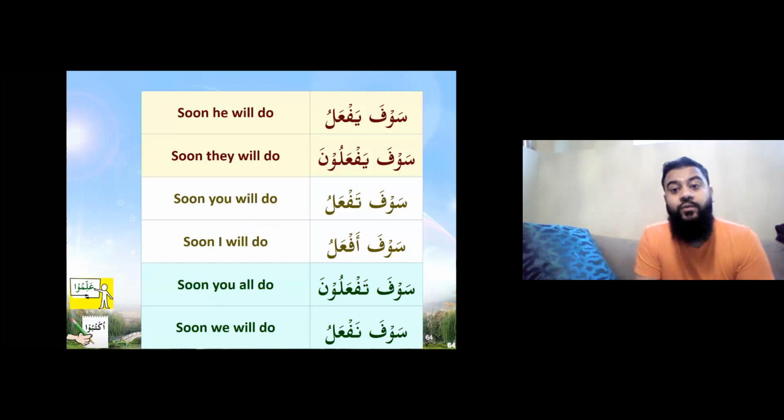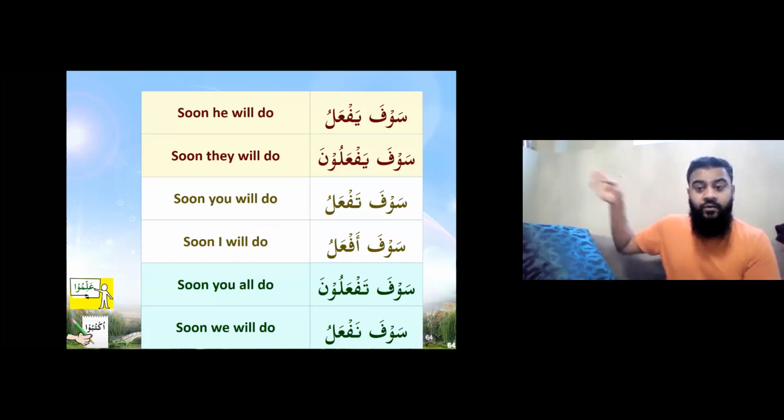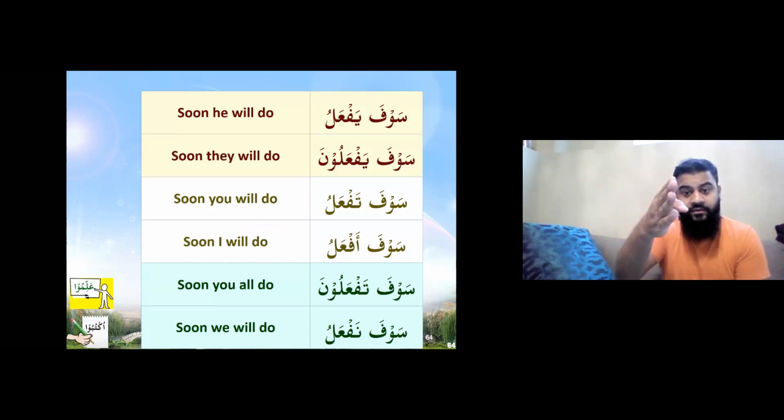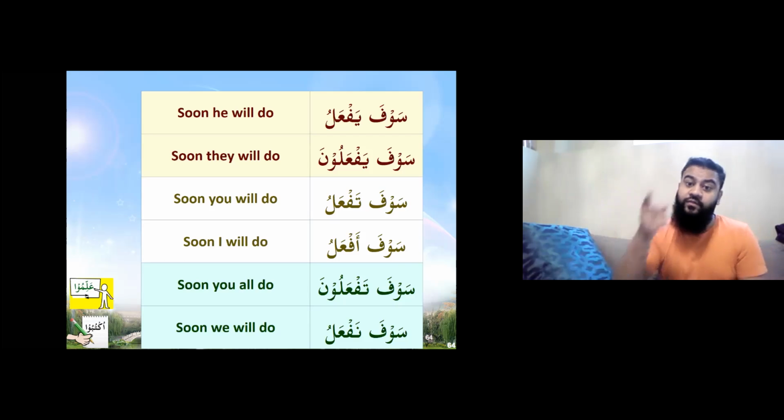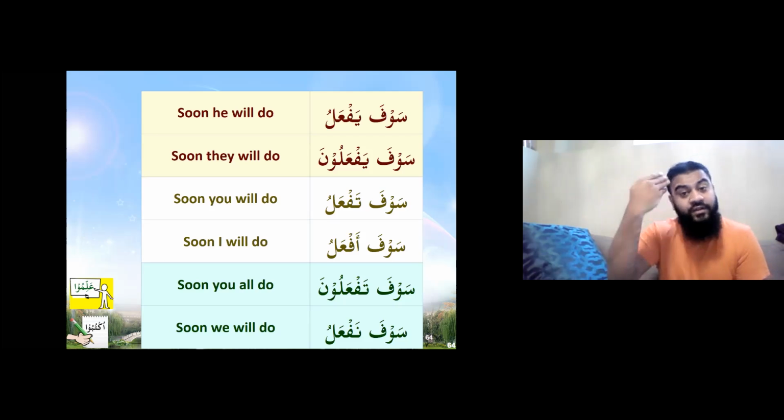So how can we use this? We've already gone over يفعلوا يفعلون تفعلوا أفعلوا تفعلون نفعلوا. Now we're going to say not just the he or they or you and I do, but now we're going to add timing to it. So when are they going to do it? سوف يفعلوا, soon he will do it. سوف يفعلون, soon they will do it. سوف تفعلوا, سوف أفعلوا, سوف تفعلون, سوف نفعلوا.